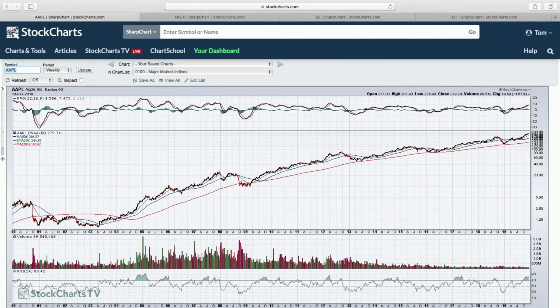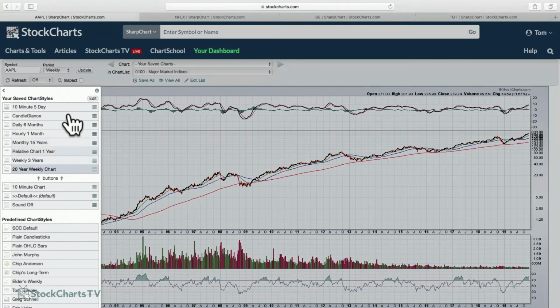Now I scrambled the order here. Let me see if I can reorder these. Usually what I do is I like to start with the shortest term first. So 10-minute, 5-day chart would be first. Then I would get into my hourly. So I'll move that up there to hourly.